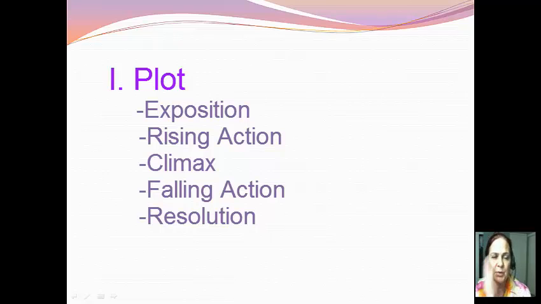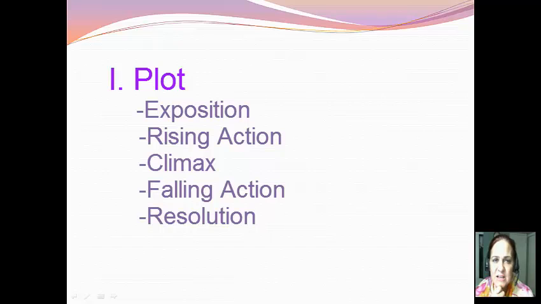The highest point on our American plot structure was the climax, and that's where you're most into the story. And it's also where you find out what's going to happen with our character, whether the ending is going to be good or bad. Usually it'll show up at this point. Then we have the falling action and the resolution, which is the end.